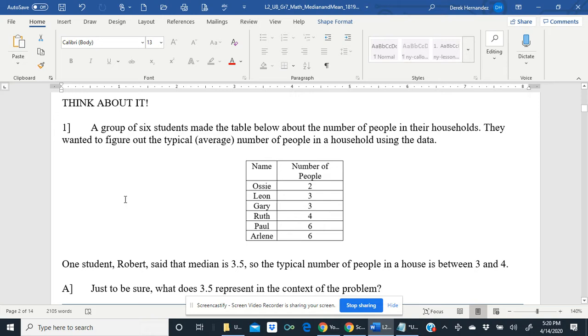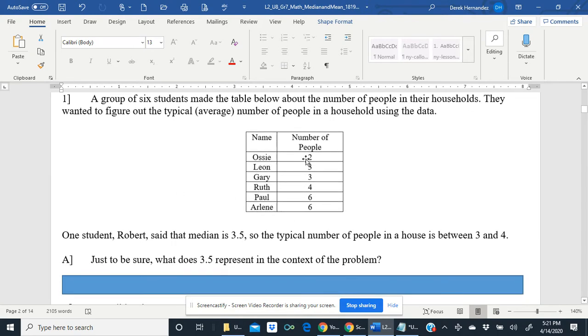Number one, a group of 6 students made the table below about the number of people in their households. They wanted to figure out the typical average number of people in a household using the data. So we can see from this table that Ossie's got 2 people in the house, Leon has 3, Gary has 3, Ruth has 4, Paul has 6, and Arlene has 6. Now, one student, Robert, said that the median is 3.5, so the typical number of people in a house is between 3 and 4.